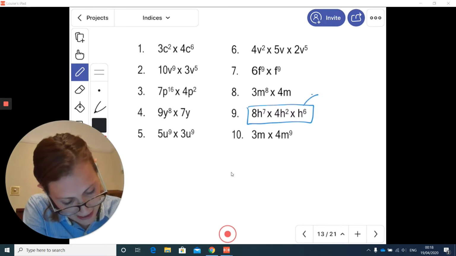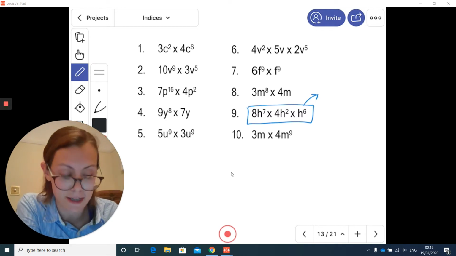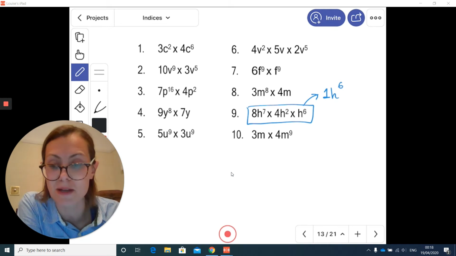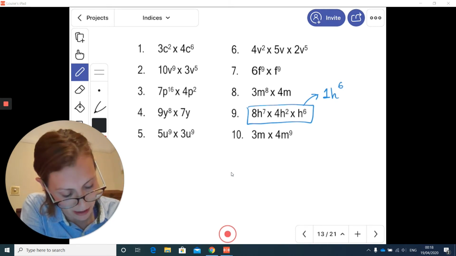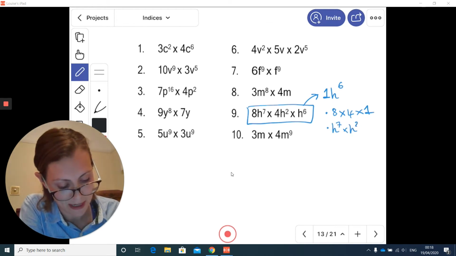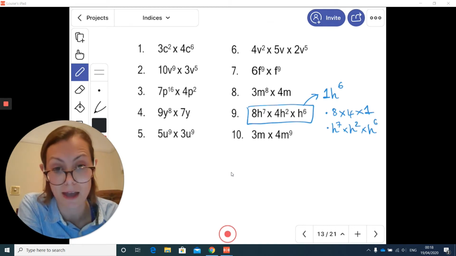Remember, in this case, this h to the power of 6, if there is no number in front of the letter, that means that there is a 1 in front. And sometimes it's much easier to write that 1 so it can be really clear in your head. So with question number 9, the numbers are 8 times 4 times 1, and the powers of h are h to 7 times h squared times h to 6. So there's your hint there. So pause the video now, have a go at those questions.